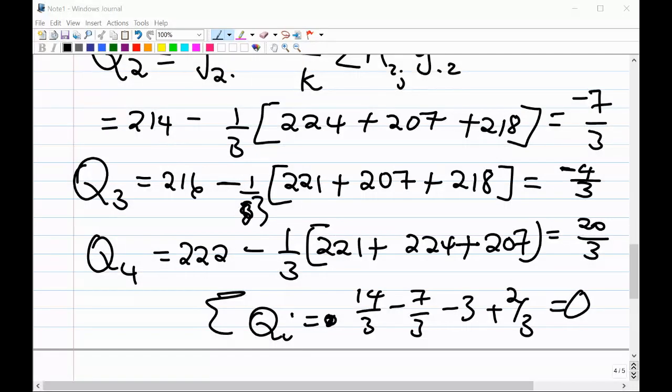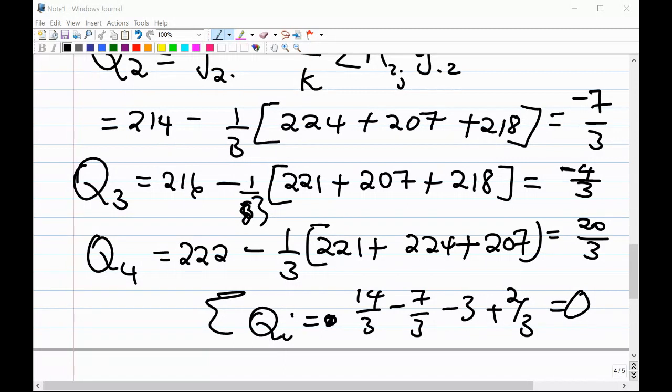So I'm told those are the values. Can we continue? Even Kulufelo is giving us 2 over 3. Who's saying 2 over 3 now? Q1, I'm told, is minus 3. Q2 is minus 7 over 3. Q3 is minus 4 over 3. Q4 is 20 over 3. That's what I wrote.